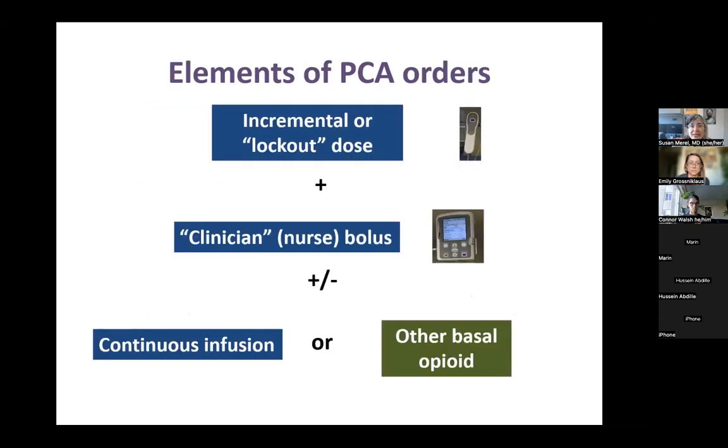There is what they call an incremental or a lockout dose. That is the dose that they get when they press that button. There is what is called the clinician bolus, and the clinician in this case is the nurse. And so they press the button every so often and they get pain medication. If they are having too much pain, they can call the nurse, and the nurse can come give an additional dose every couple of hours from the pump. On top of that, they may have either a continuous infusion or another basal opioid like their long-acting morphine if they were on that before.